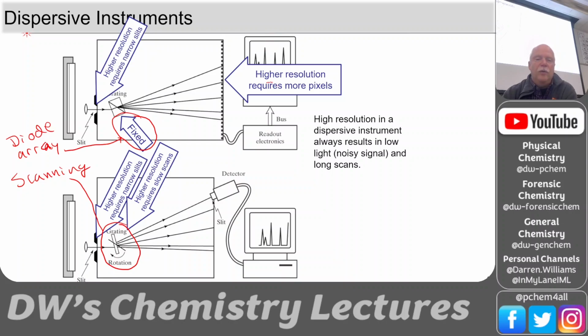And so more resolution requires more pixels. This is the sort of the camera detecting or sensor element. The other nice thing about a diode array instrument is that it has a fixed grating or a fixed prism. The dispersing element is fixed, so there's no moving parts.